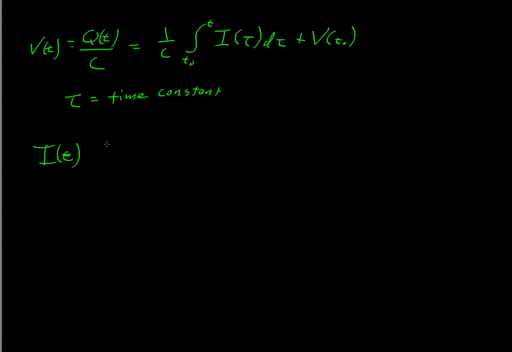What about our current at the time? Well, our current is simply going to be directly related to charge. So our current is going to be the derivative of your charge with respect to time. Okay, so what's that going to equal? Well, that's going to equal C times the derivative of your voltage with respect to time. Okay, so now we have all our formulas set out that you need to know, or most of them at least.